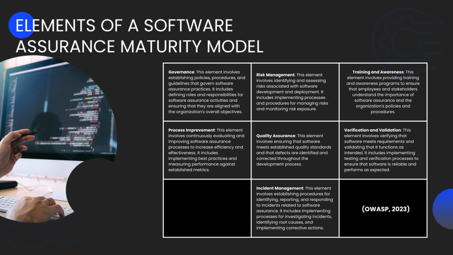Quality assurance, make sure that the software meets established quality standards and any defects are identified and corrected throughout the process. Verification and validation, this element involves verifying that software meets those requirements and validates that it functions as intended. And finally, incident management involves establishing procedures for identifying, reporting, and responding to incidents related to software assurance.